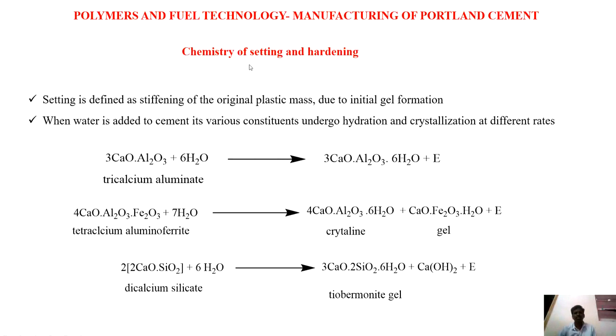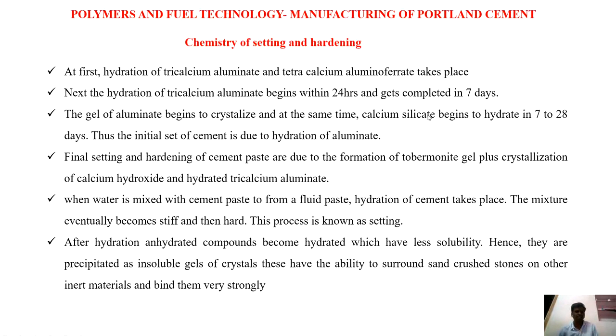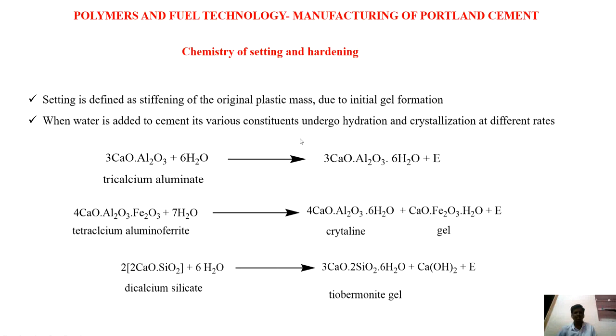So now we have to discuss the setting and hardening of Portland cement. Setting is defined as the stiffening of the original plastic mass due to initial gel formation. That means if we add water, the cement will become a stiff material, and that is called setting. This setting is due to the formation of gel. So we have to discuss it one by one.